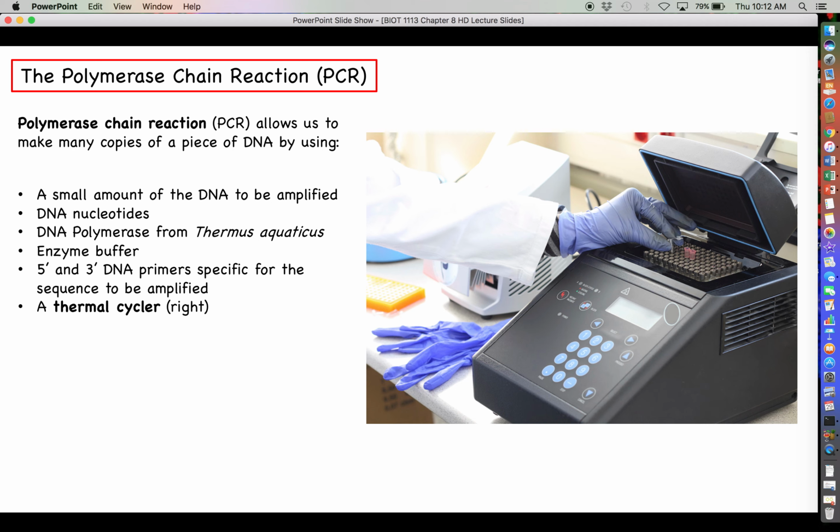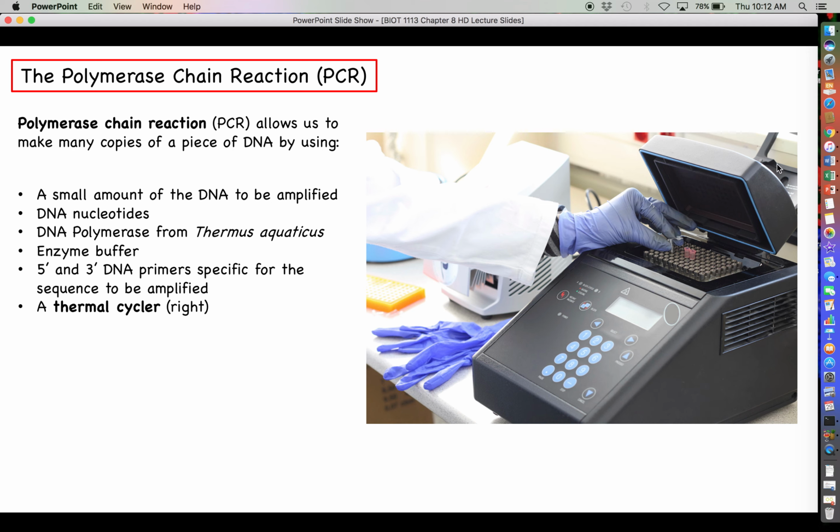We're going to need all of this to happen in a buffer, particularly a buffer that is suited for that particular enzyme, or rather, the enzyme is suited for the buffer. And then we also need 5' and 3' DNA primers. These are just very short little pieces of DNA that are complementary to both the 5' and the 3' ends of what we are trying to amplify. So it turns out that DNA polymerase can't just sit down on a single strand of DNA and start making another strand. It needs a primer in order to get that whole thing going.